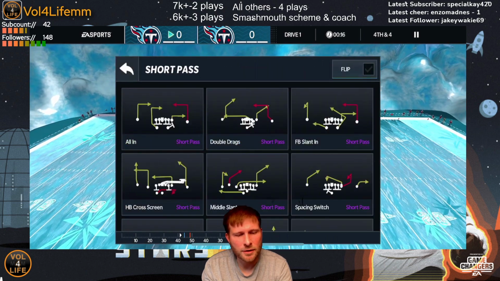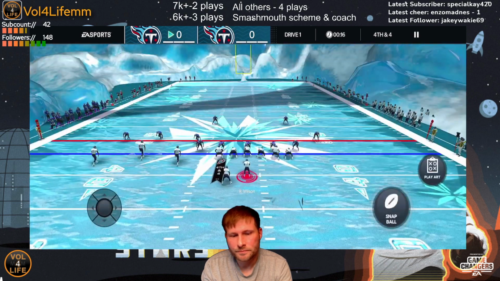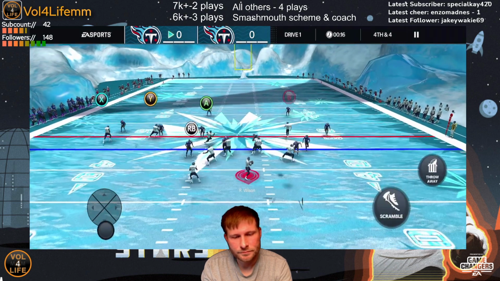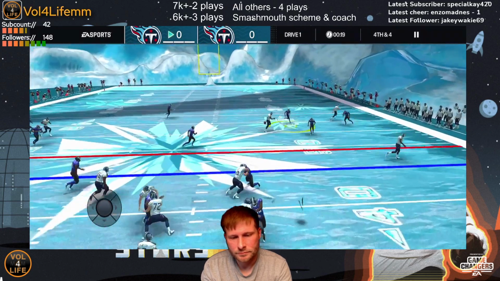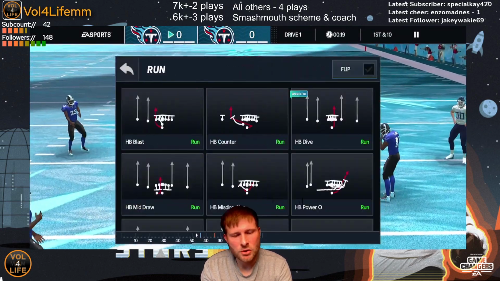What scheme am I in right now? I'm in middle slants, 4th and 4. That was a slow setup.